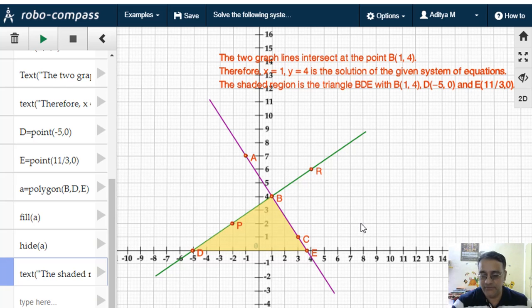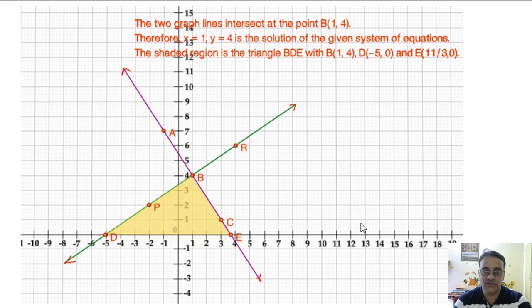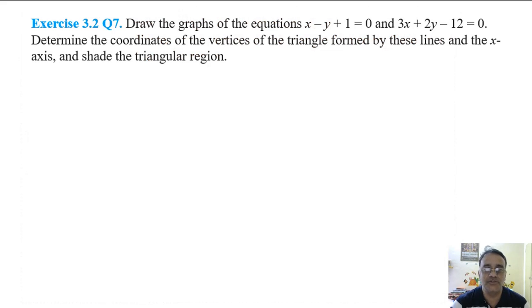Okay, fine. So now we'll move towards the next question. So this question is clear to all of you? Next question. Now this is a textbook question. Exercise 3.2, question number 7. Draw the graphs of the equation x minus y plus 1 is equal to 0 and 3x plus 2y minus 12 is equal to 0. Determine the coordinates of the vertices of the triangle formed by these lines and x-axis and shade the triangular region.